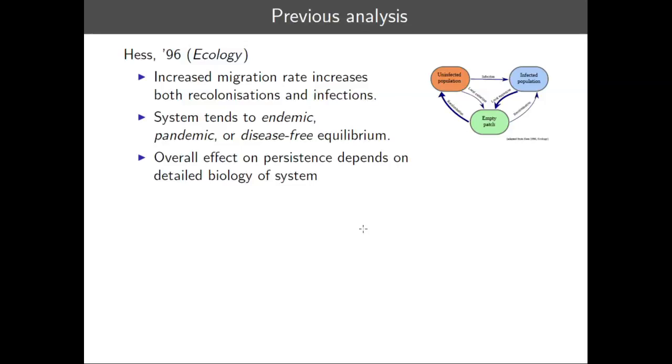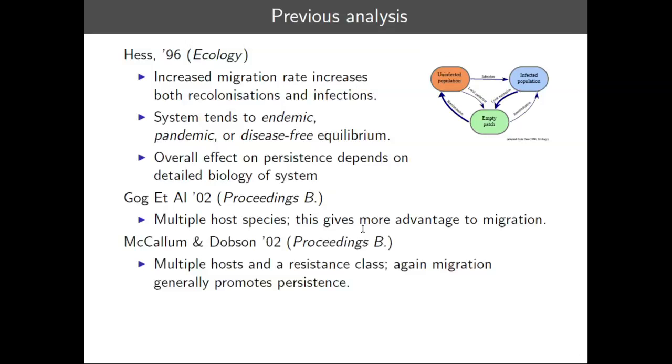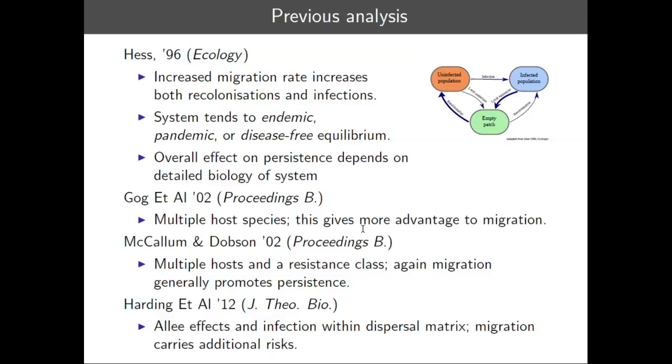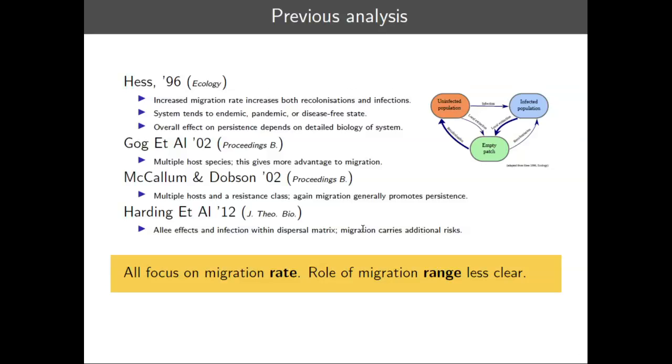Since this paper, there's been several very interesting extensions. First, Gog et al. and McCallum and Dobson in 2002 looked at multiple host species and the effects of having resistance class populations. And more recently, Harding et al. looked at Allee effects and other biological features like infection in a dispersal matrix. So this is a nice body of work, but the focus of most of this work is on the role of the migration rate, how many dispersers leave populations. There's been less focus on migration range, how far do the dispersers go when they leave the patches. So that's what I'm going to describe to you now.